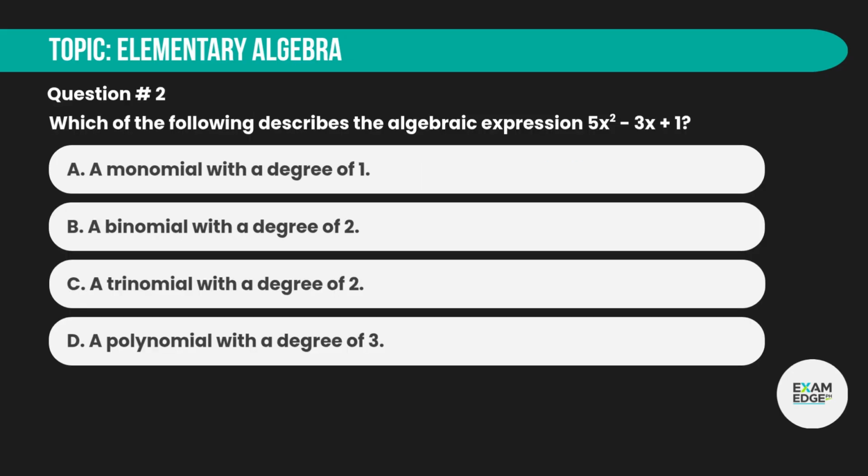Which of the following describes the algebraic expression 5x squared minus 3x plus 1? A. A monomial with a degree of 1. B. A binomial with a degree of 2. C. A trinomial with a degree of 2. D. A polynomial with a degree of 3. Correct answer: C. A trinomial with a degree of 2.